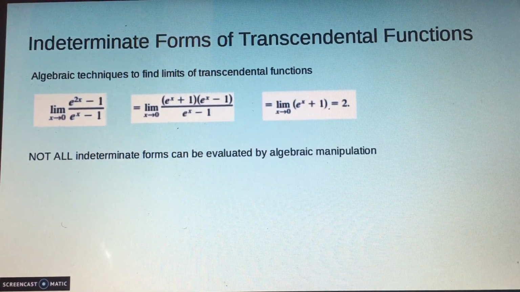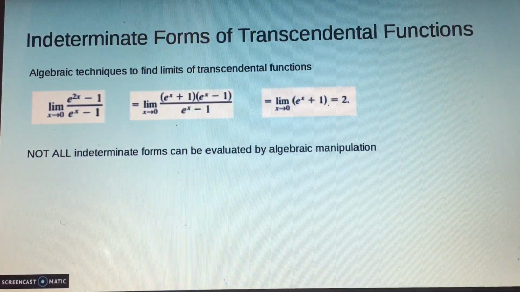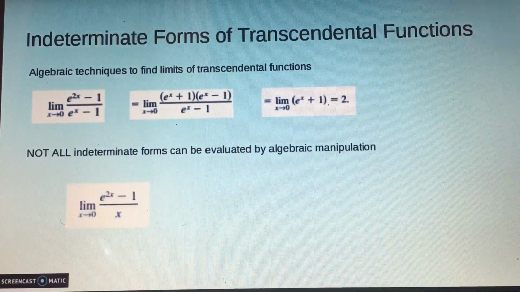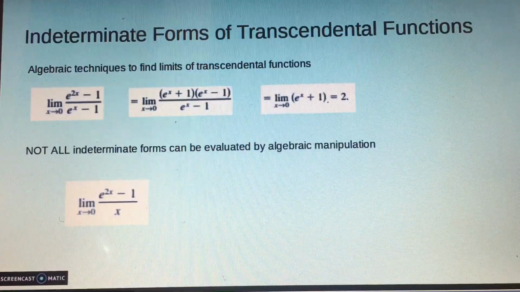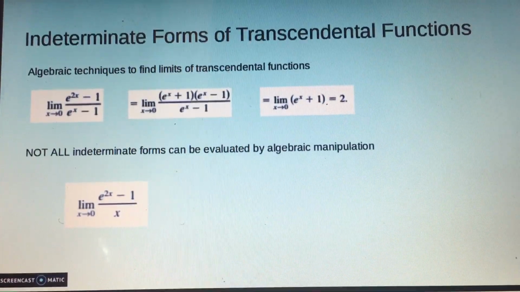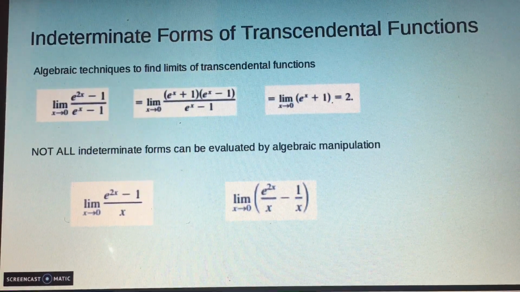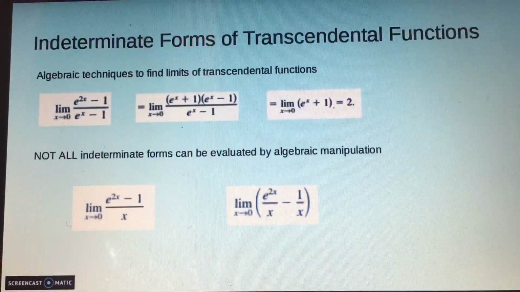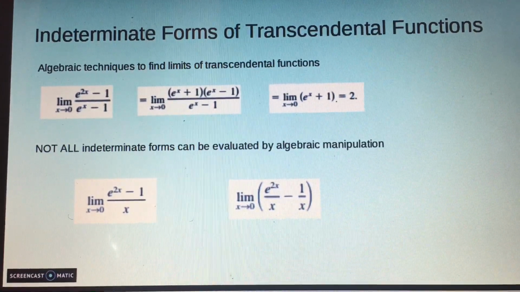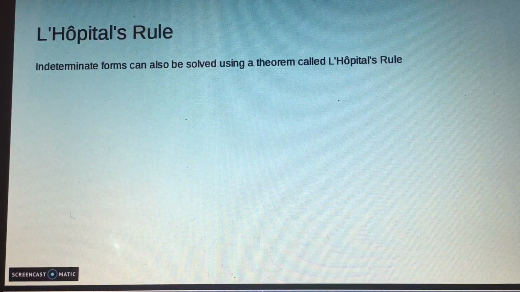However, it is important to keep in mind that not all indeterminate forms can be evaluated by algebraic manipulation. This often occurs when you have a limit which has a mix of both transcendental functions and algebraic functions. For example, if we take the limit as x approaches 0 of e to the 2x minus 1 over x and evaluate the limit as is, we will get an indeterminate form of 0 over 0. However, if we try to algebraically simplify this expression, we will get the limit as x approaches 0 of e to the 2x over x minus 1 over x, which still gives us an indeterminate form of 0 over 0. We can deal with these indeterminate forms by using L'Hopital's rule.